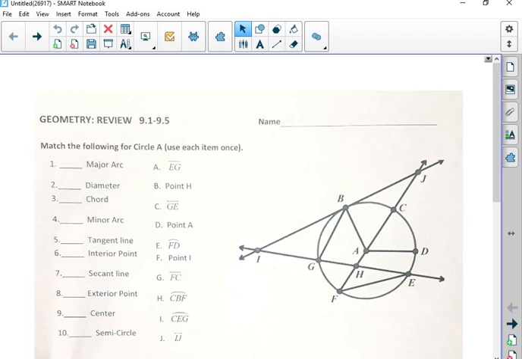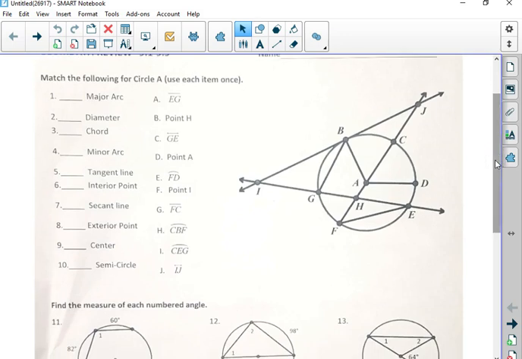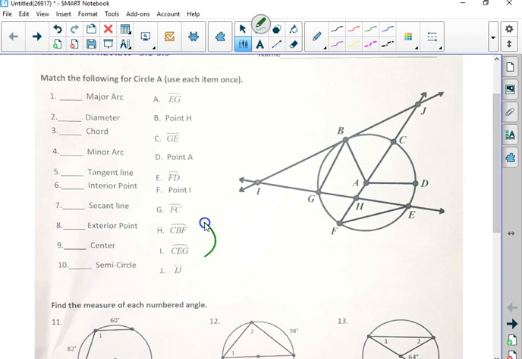Okay, so the review for the quiz, chapter 9. Start off with some vocabulary. Now, you can take this any way you want, any order you want. So, number one, major arc. Well, with the major arc, you know it should be either H or I.